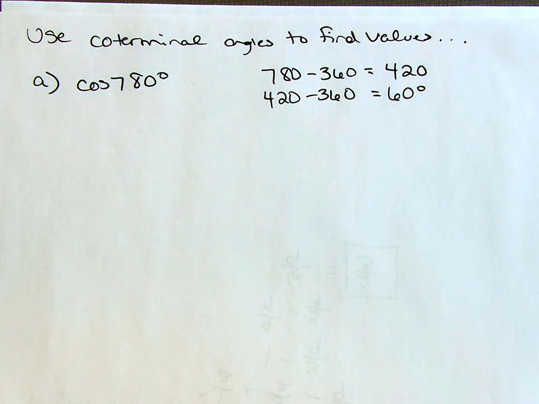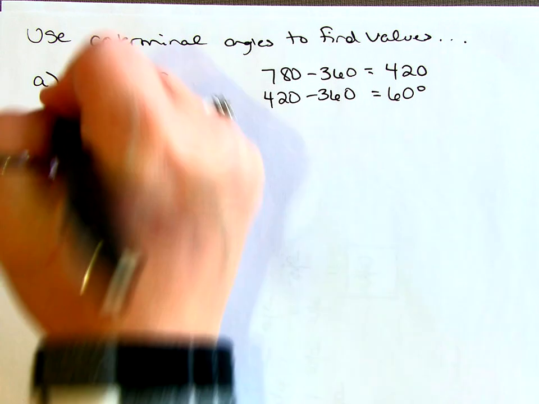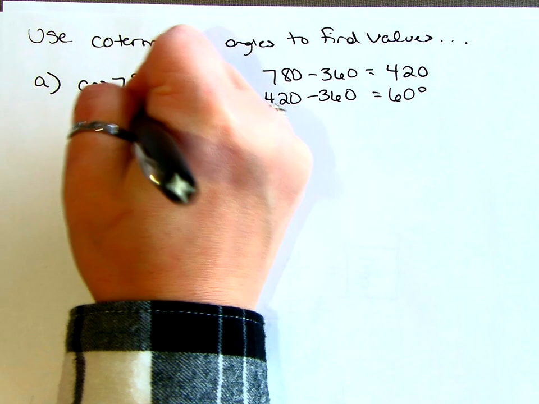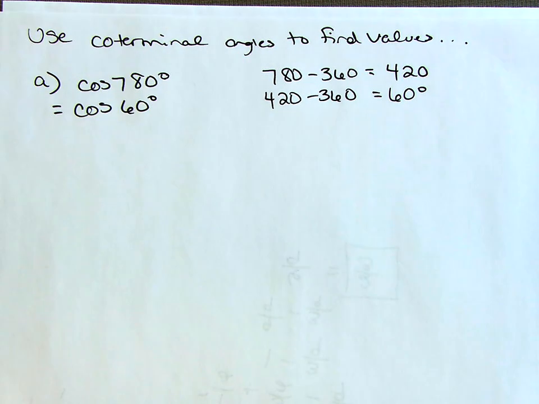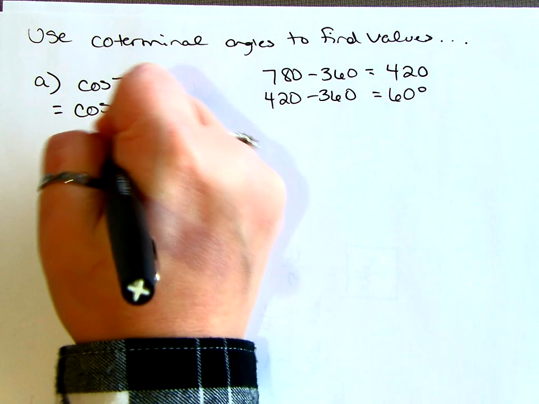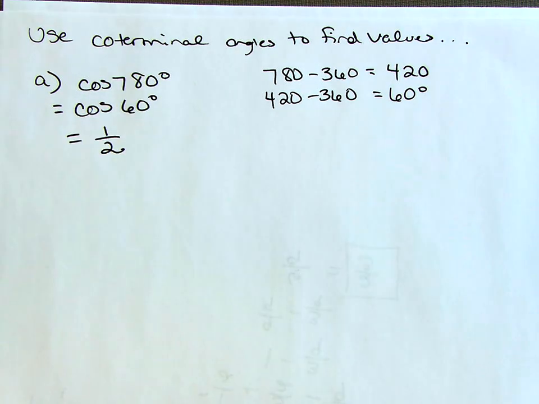So I'm going to do that. Cosine of 60. Cosine of 60 is 1/2. There's nothing else to do. Because the coterminal angle was the reference angle, we ended up in quadrant 1, so we don't have to worry about the negative signs or anything else like that. We didn't even have to find a reference angle. The coterminal angle was already an acute angle, so we were done with that one.